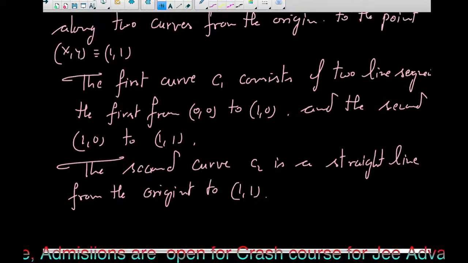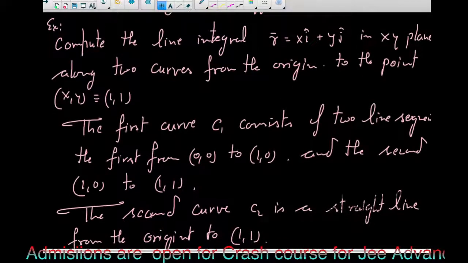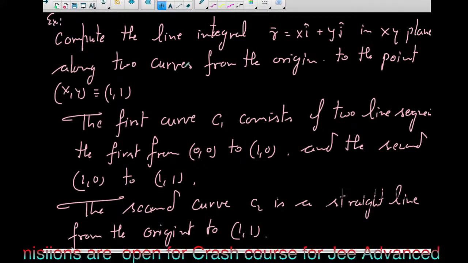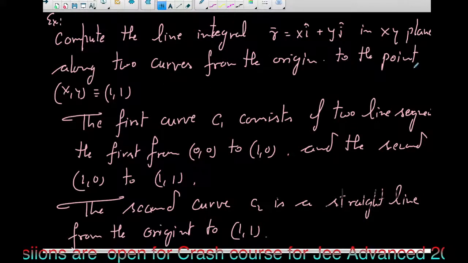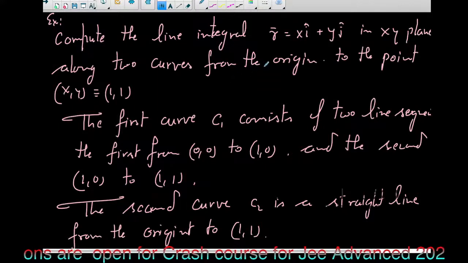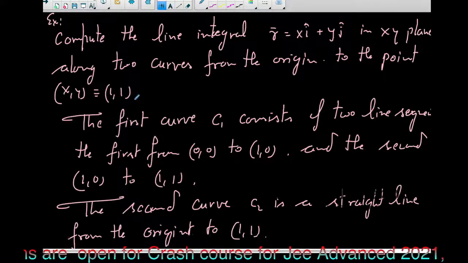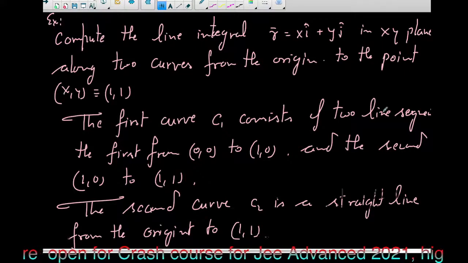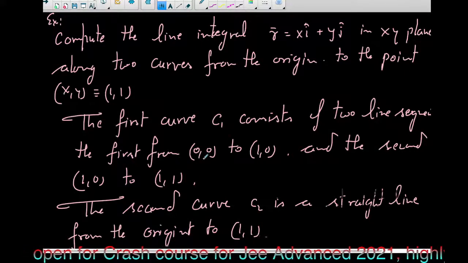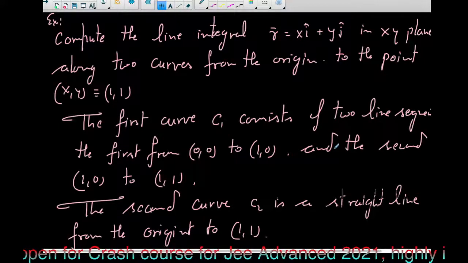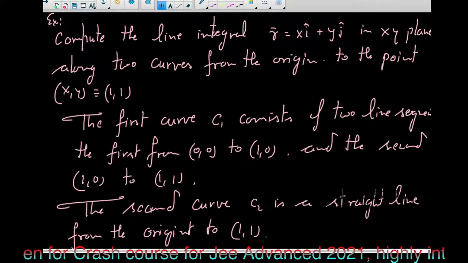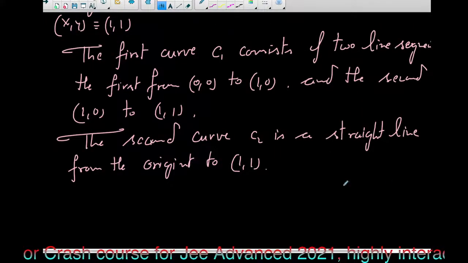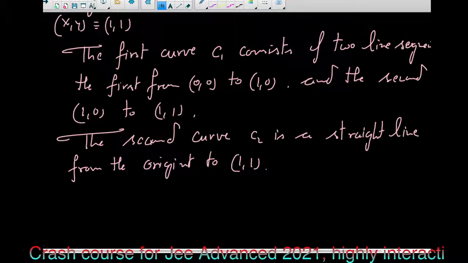Simple question. Are you ready? Question: compute the line integral of x i plus y j, directed along some curve in the xy plane, along the curves from the origin to the point 1,1. We have to go from the origin to 1,1. Now there are two types of curves. The first curve C1 has two small line segments, from 0,0 to 1,0 and the second from 1,0 to 1,1. We have to reach 1,1 from 0,0. The second curve goes directly from 0,0 to 1,1. So what will the result be?